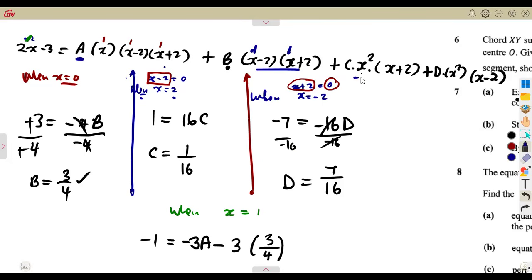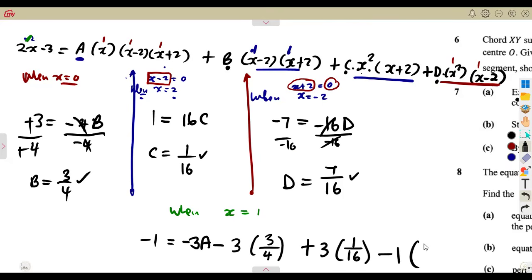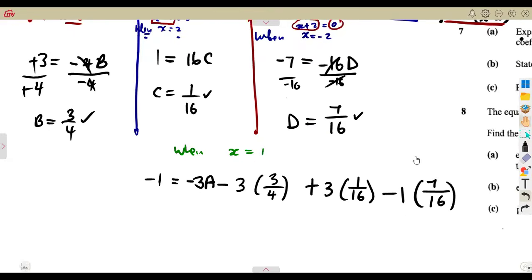You do the same thing on the part of C, substitute a 1. We are going to obtain a positive 3 there. Then you substitute the value of C because we have it. C is 1 over 16, plus, we do the same thing. We substitute a 1 in place of x here. On the part of D, we are going to obtain a minus 1. So that will be a minus 1 times the value of D that you calculated, which is 7 over 16. That is the value that you obtained of D. So that's it.